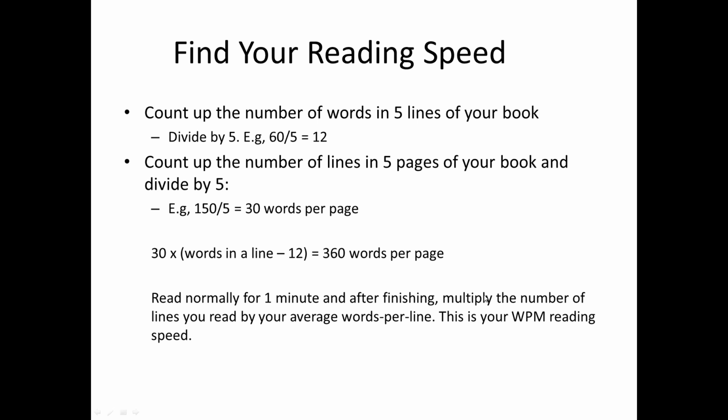You're going to read normally for 1 minute, and by that I mean full comprehension, actually understanding what the book is about. So after you've done that, multiply the number of lines you read by your average words per line. So that is 12 in our case. And this is your reading speed. It'll probably be somewhere between 250 and 500. I personally got 370 the first time I did it, but mine's about 900 now.